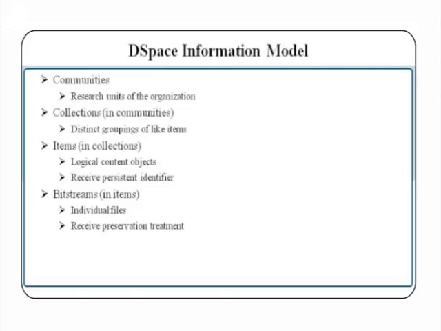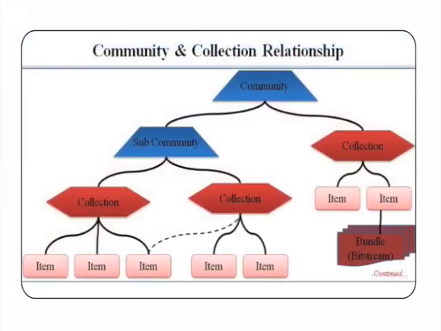A community reflects the unit of an organization. A collection in each community is a distinct grouping of items. Items are logical contained objects, whereas bitstreams are individual files. The way data is organized in DSpace is supposed to reflect the structure of the organization and its digital collection.